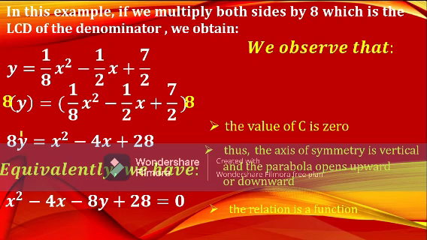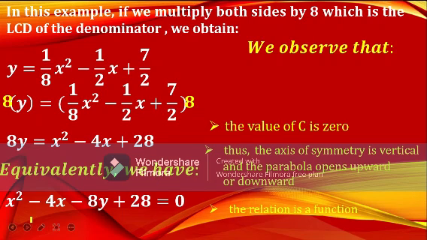So 8 times y, you have 8y. Then 8 times 1/8 x squared, that is x squared. Then 8 times negative 1/2 x, that's negative 4x. Then 8 times 7/2, that is 28. Why 28? That is 8 times 7, that's 56, divided by 2, that is 28. By the way, the value of C here is 0.